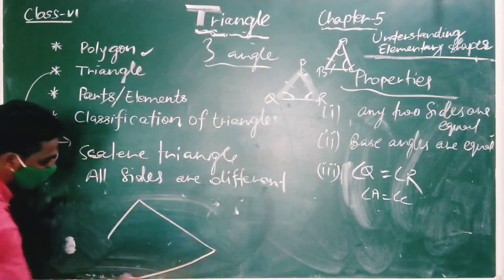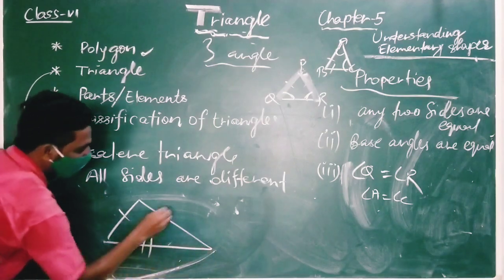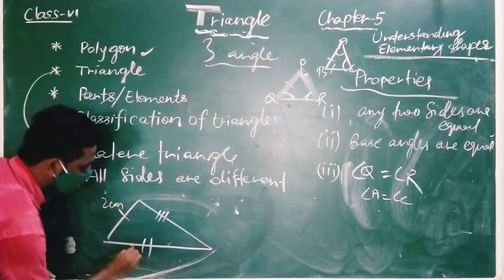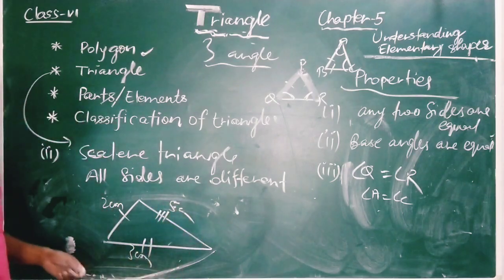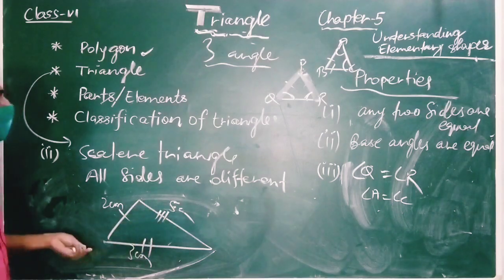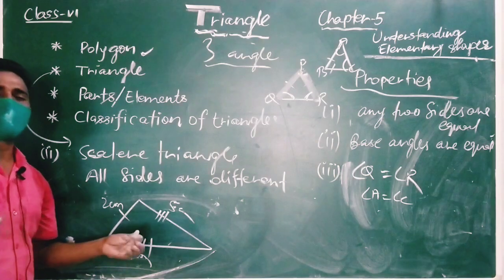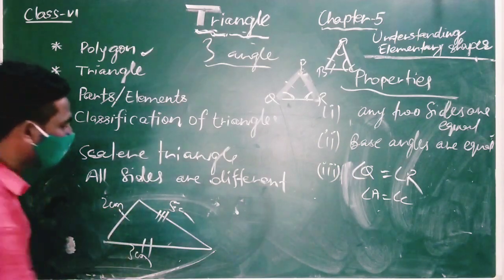The picture will be like that. You draw it like that, 1 2 3. So why have you drawn it different? It means that this is suppose 2 centimeter, this is 3 centimeter, this is 5 centimeter. So all are different in measure. If all sides are different, then it is called a scalene triangle, and it does not have any property, because all sides are different, so all angle measures will also be different.